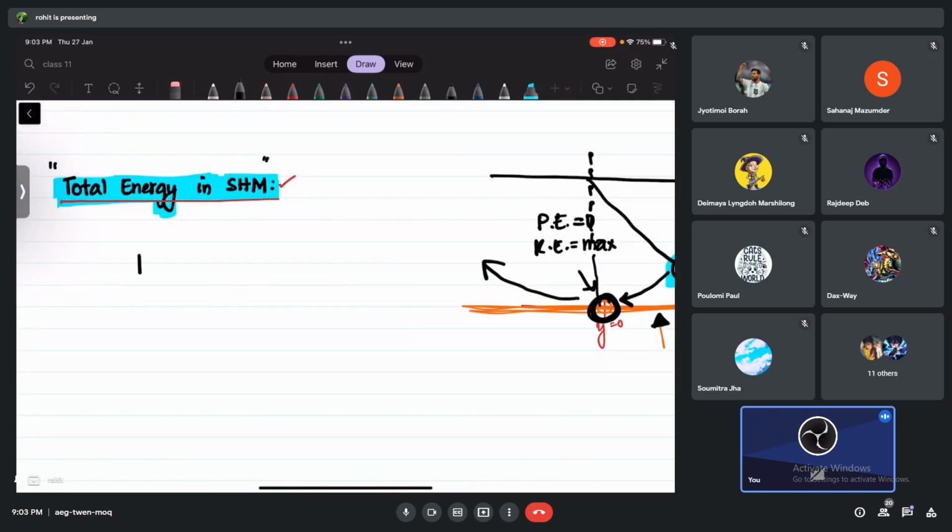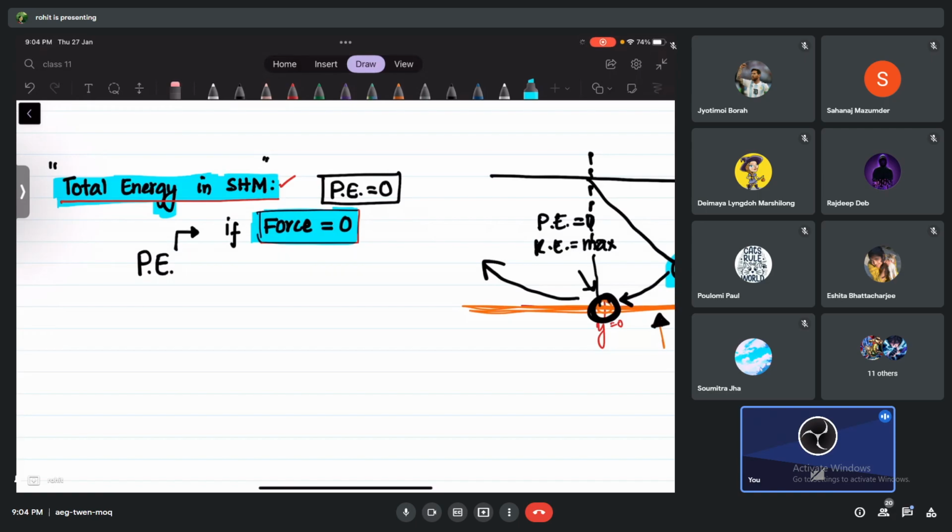I want to calculate potential energy. Please always remember this, if you can remember it's fine. If the force acting on the object is equal to 0, if the object is not experiencing any force, then the potential energy is found to be equal to how much? 0. The object really needs to experience force at that position in order to have potential energy. I'll give you an example.